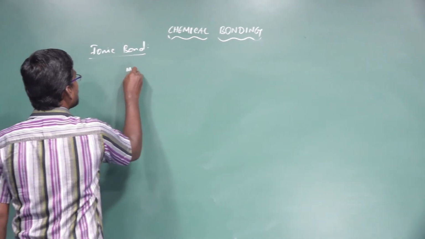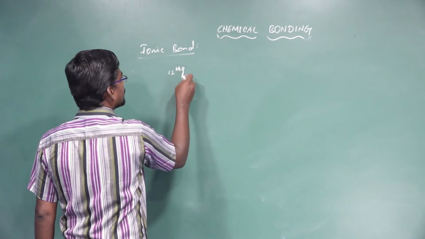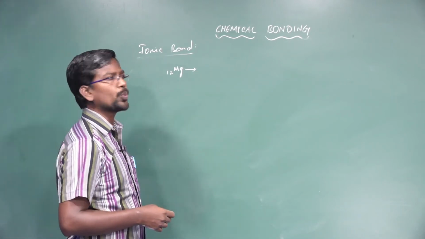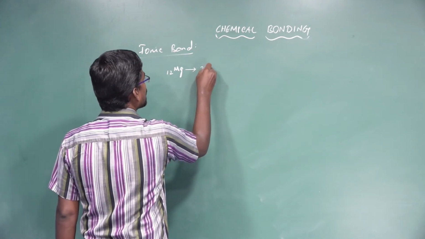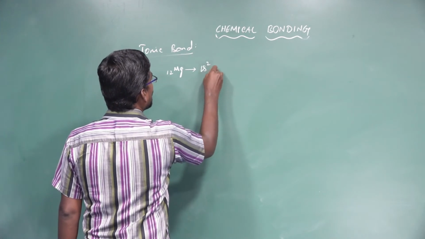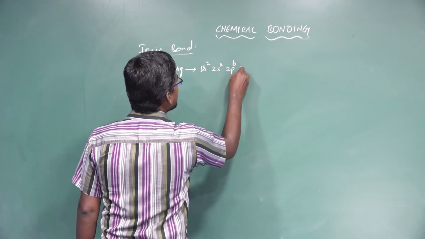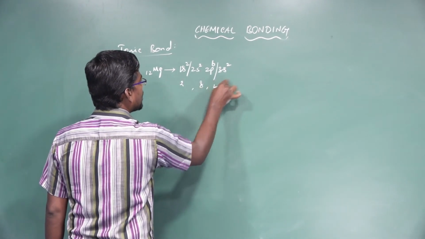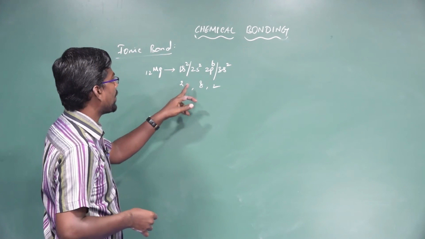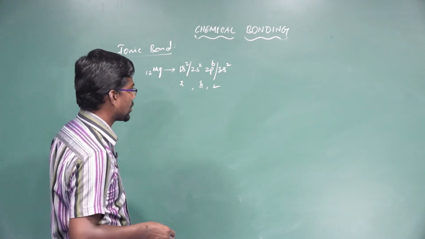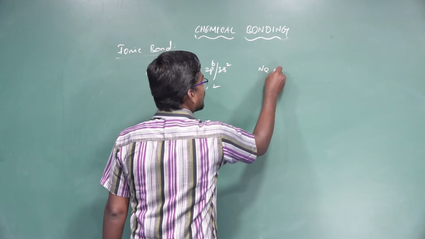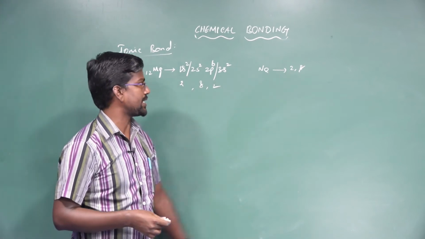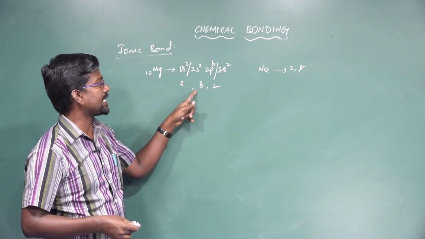Magnesium, Mg, has atomic number 12 and electron configuration 1s2, 2s2, 2p6, 3s2. So the electron configuration of magnesium is 2, 8, 2. The neon electron configuration is 2, 8 only. Neon is 2, 8, and magnesium is 2, 8, 2.